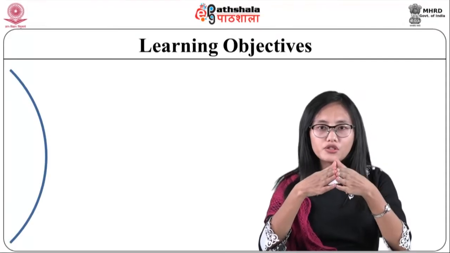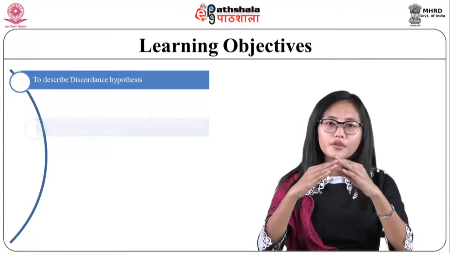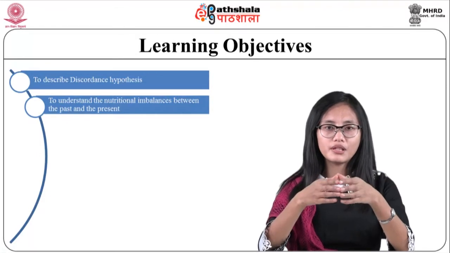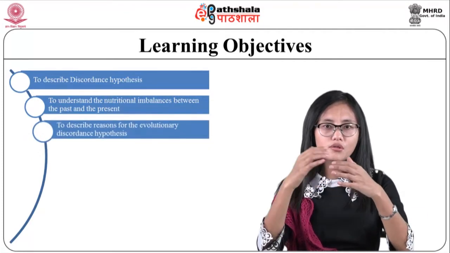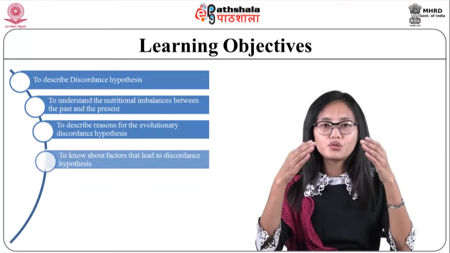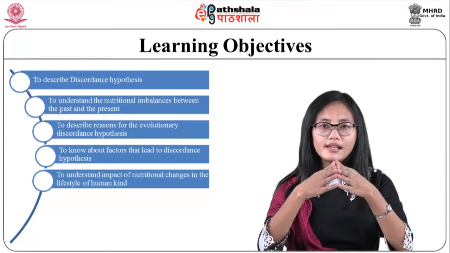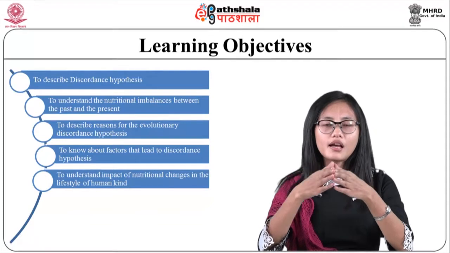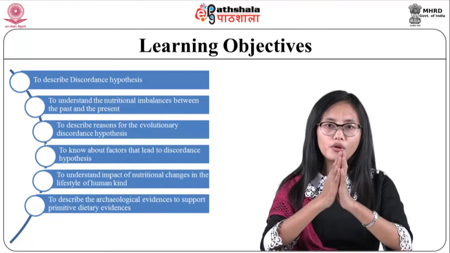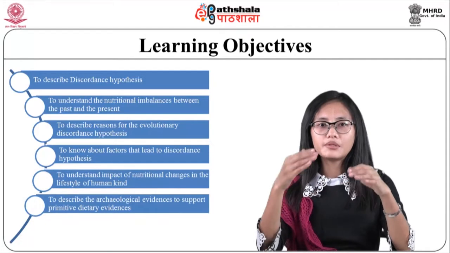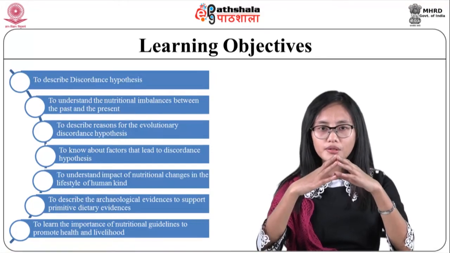Well, the learning objectives of the module are: number 1, to describe the discordance hypothesis; number 2, to understand the nutritional imbalances between the past and the present; number 3, to describe reasons for the evolutionary discordance hypothesis; number 4, to know about factors that lead to the discordance hypothesis; number 5, to understand the impact of nutritional changes in the lifestyle of humankind; number 6, to describe the archaeological evidences to support primitive dietary evidences; number 7, to learn the importance of nutritional guidelines to promote health and livelihood.